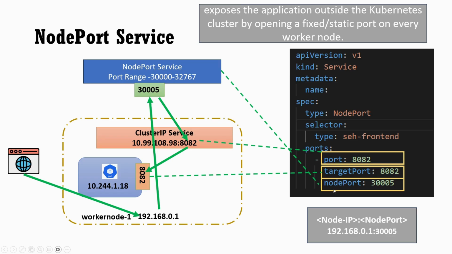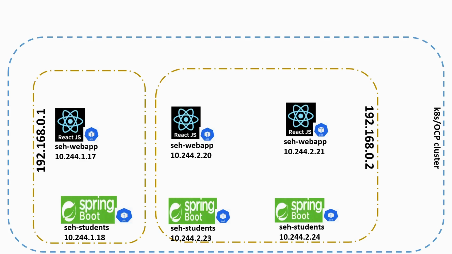Alright, now let's understand how NodePort works step by step using a 3-tier application diagram. Imagine we have a Kubernetes cluster. It can be Kubernetes or OCP OpenShift cluster with two worker nodes. Let's say 192.168.0.1 is the IP address for worker node 1 and 192.168.0.2 is the IP address for worker node 2. Inside this cluster, both our front-end and back-end applications are deployed using deployments. And each deployment is running with 3 replicas.